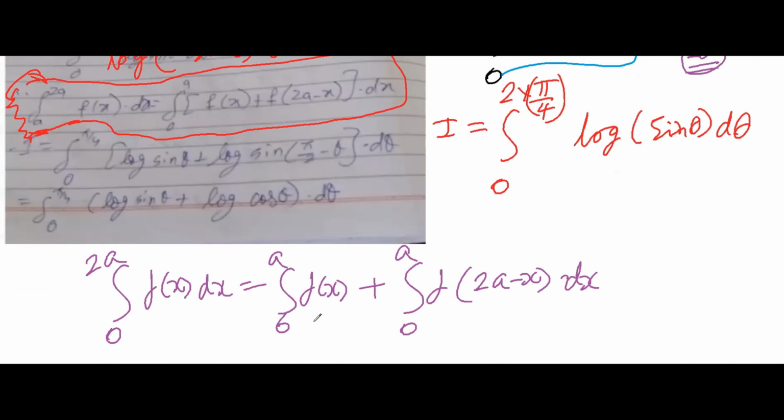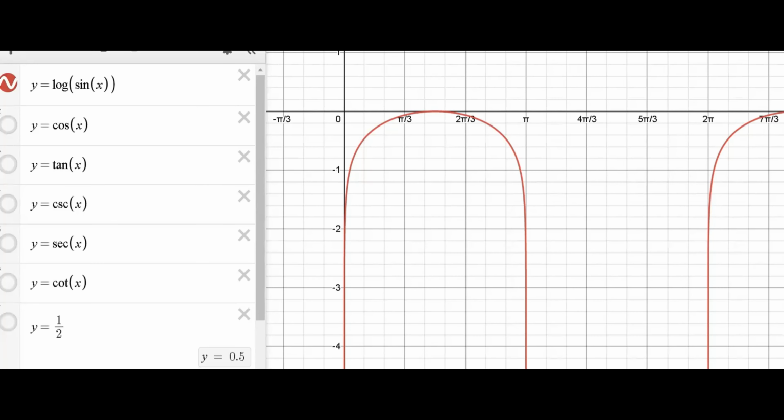Still I have not explained why to use this property. I have explained but not with a graph, so now I will explain with that graph. What is the function? The function is log of sin theta. Now you have seen that the limit is from 0 to pi by 2, which is from here to here. So what I will do, I will not write from here to here pi by 2. Why?